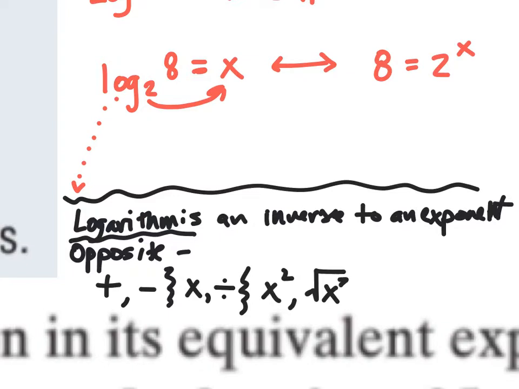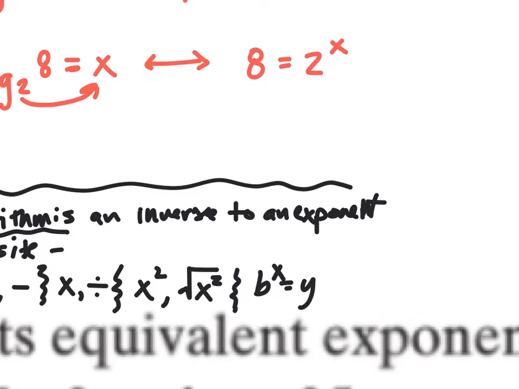Okay? But then we think about this, and it says, okay, well, what's the opposite? b to the x is equal to y. What's the opposite of raising something to an exponent? Okay, where you don't know what the exponent is, and that would be taking a log. So log base b of y is equal to x. Okay, so some pretty new stuff here.